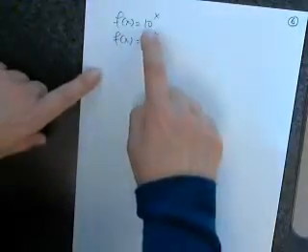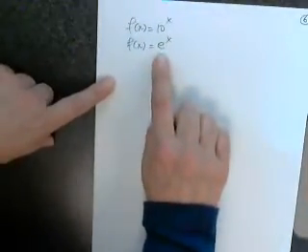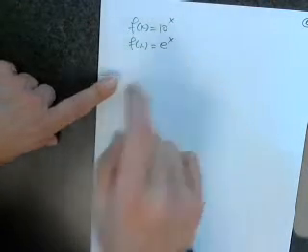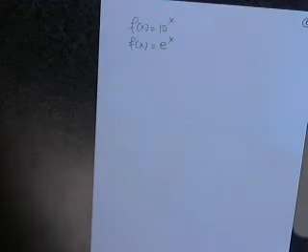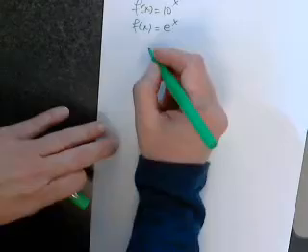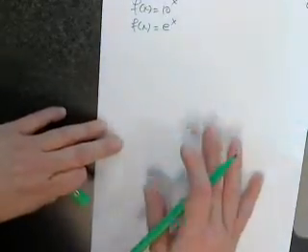So both 10 to the x and e to the x look very similar to 2 to the x, okay, with a base greater than 1. And now I would like to look at compound interest. So here are the formulas. There are two formulas that we will look at. I will give them to you.